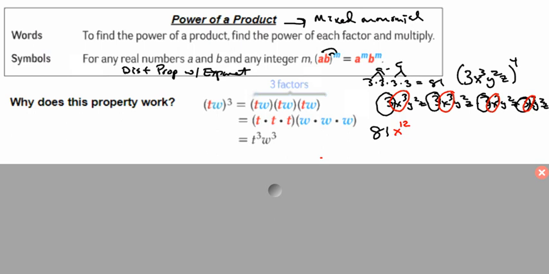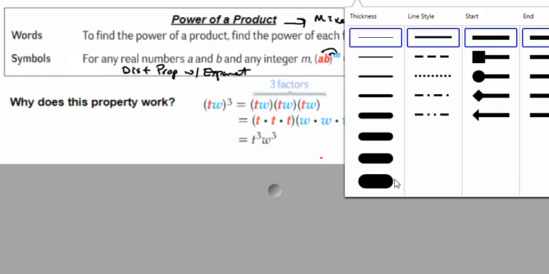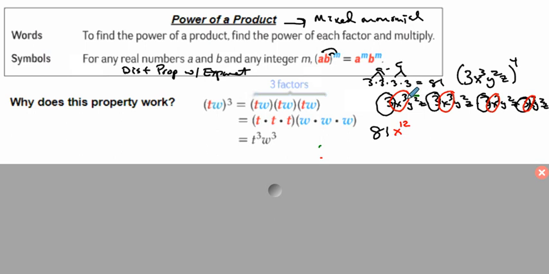All right, let's switch to green and do our y's. I've got y squared, y squared, y squared, and y squared, so you've got 2, 4, 6, 8 y's. So I've got y to the 8th power. And the last thing, we'll use blue, is you've got 1 z, 2 z's, 3 z's, 4 z's. So you have z to the 4th power, because it's z times z times z times z.